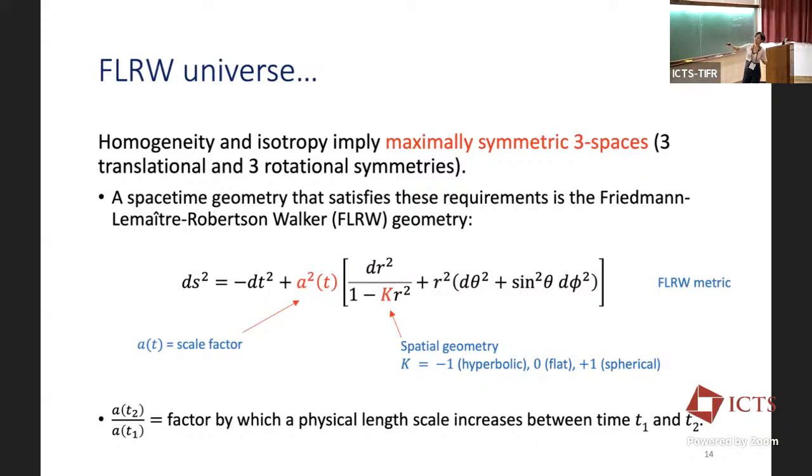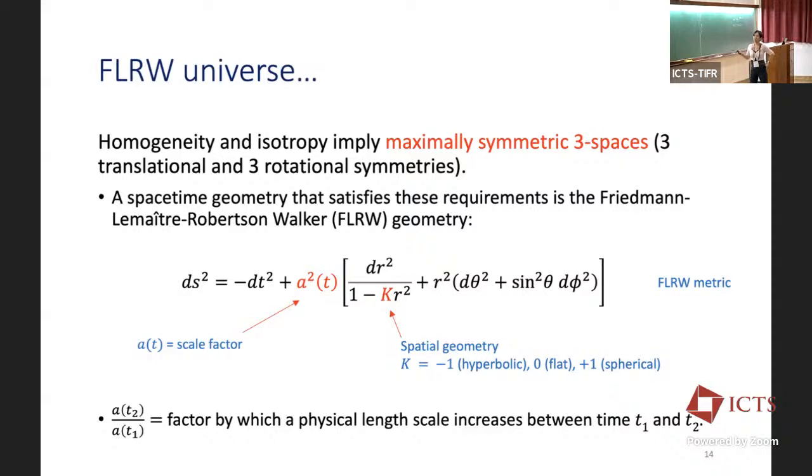The only thing that is a bit different is that here you have this K parameter that basically specifies the spatial geometry. K can take on three values: -1, 0, or +1, denoting different kinds of spaces: hyperbolic, flat, and spherical.